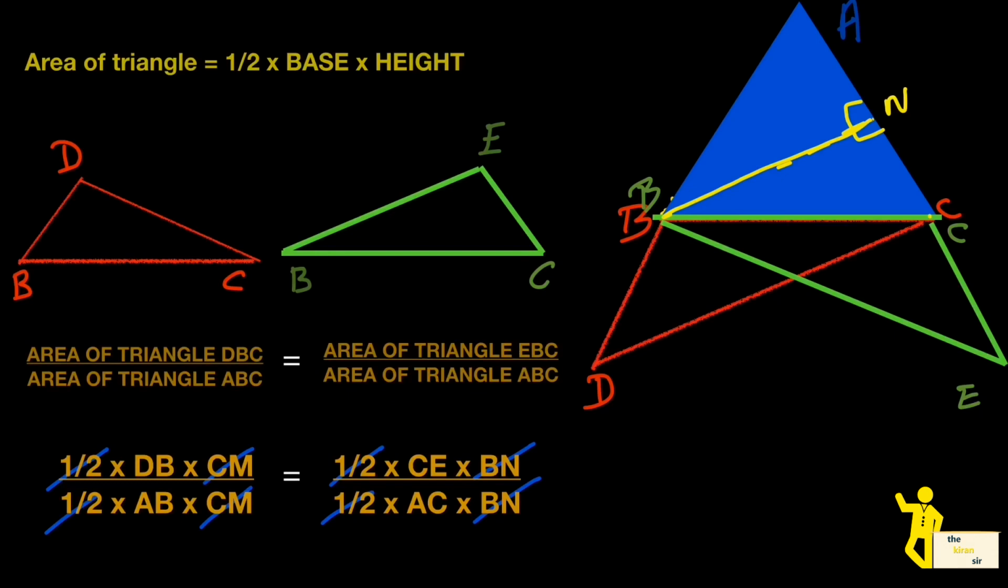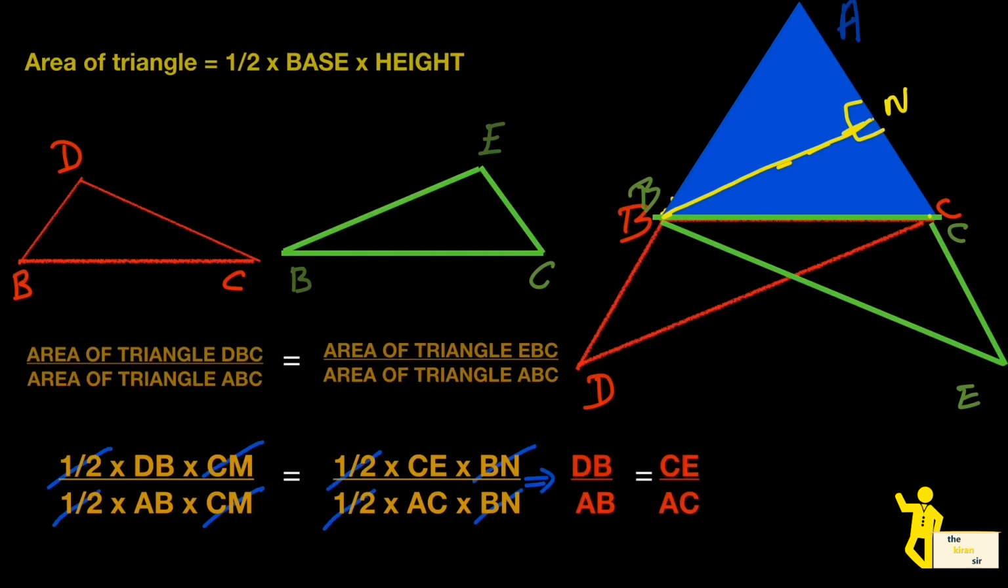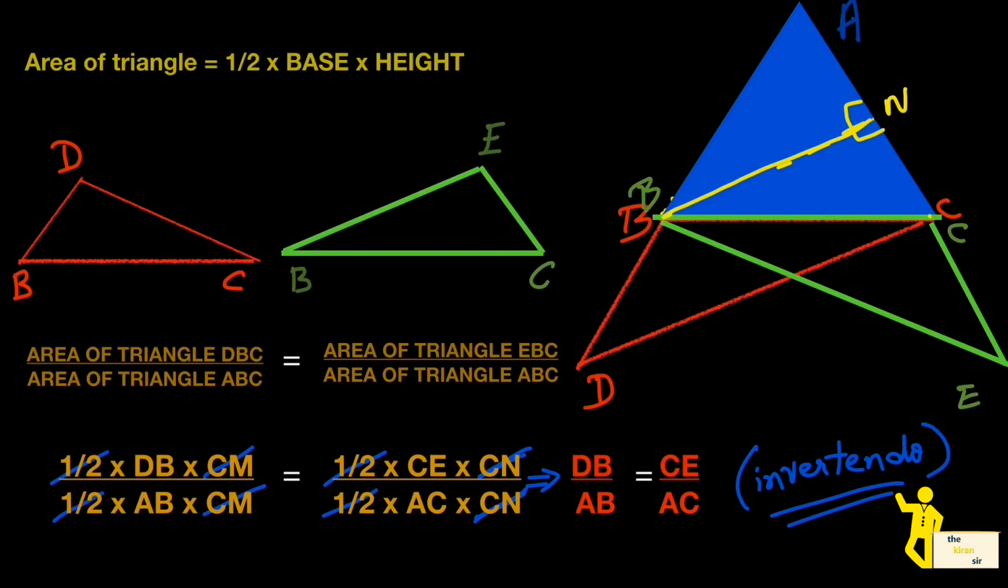But wait a second, is that what we are supposed to prove? No, I think we have done the inverse of what we were supposed to prove. Not an issue. If we have proved DB upon AB is equal to CE upon AC, we can use a small property which is called invertendo. If I use that property called invertendo, we can just invert this proportion. So what will it become now? After using invertendo, it is going to become AB upon DB is equal to AC upon CE. And that was what we were supposed to prove.